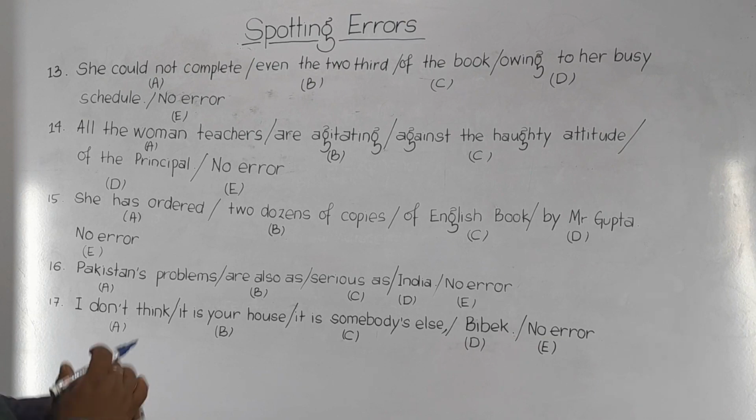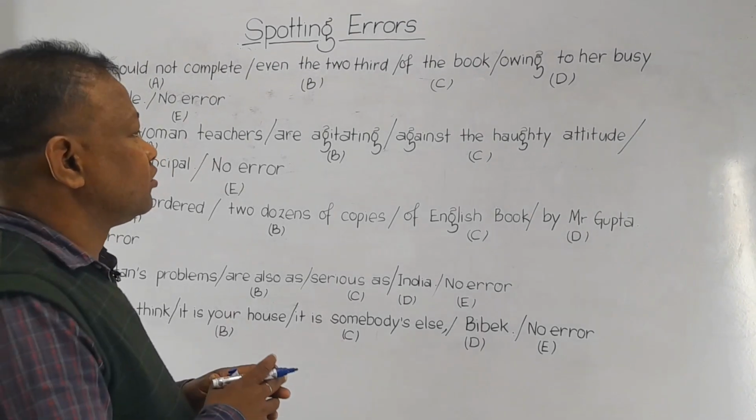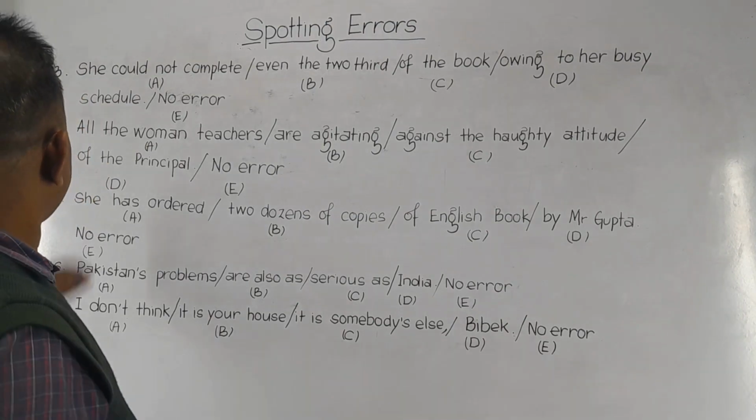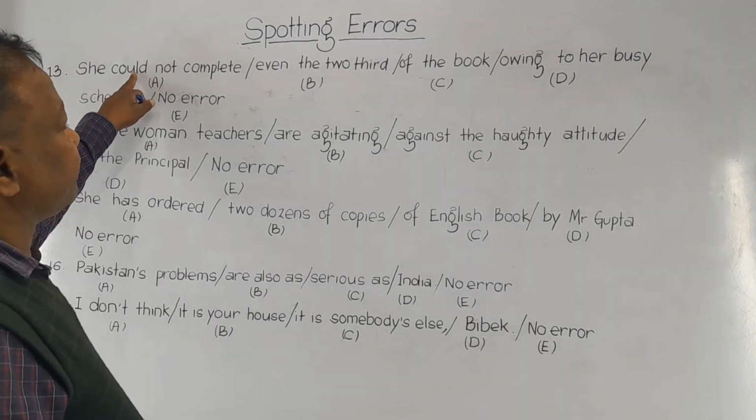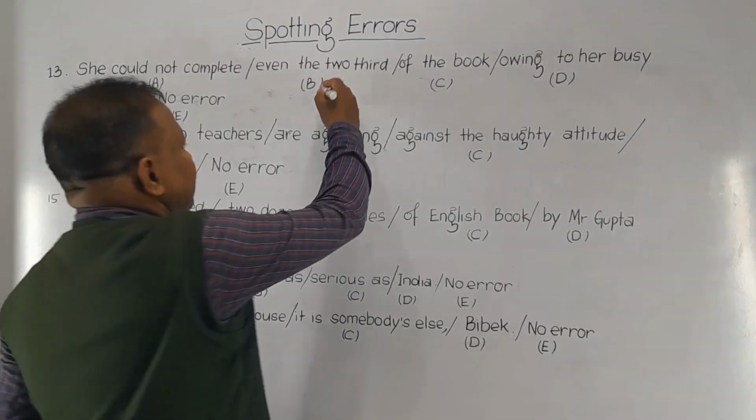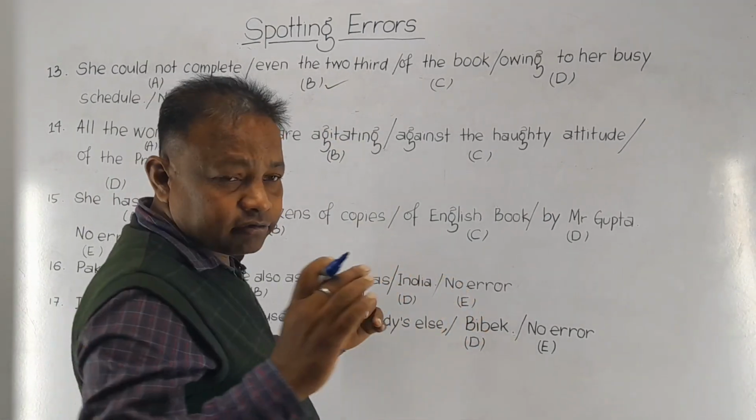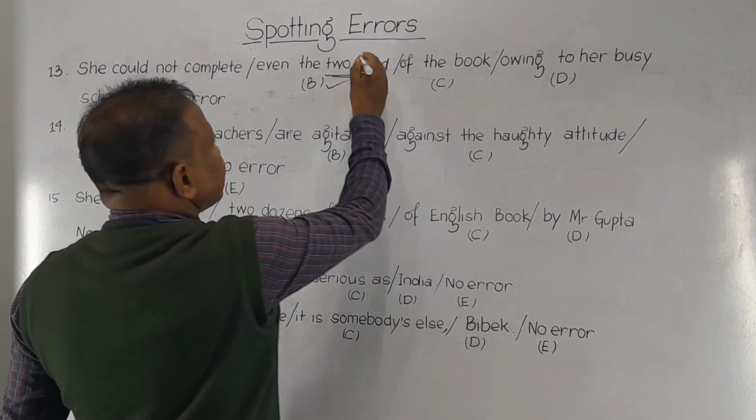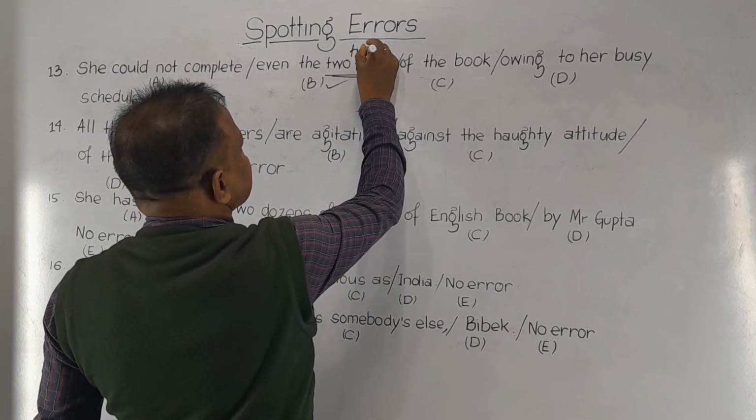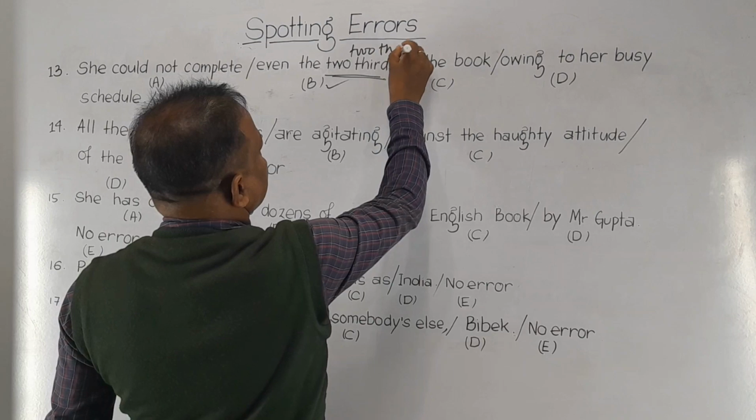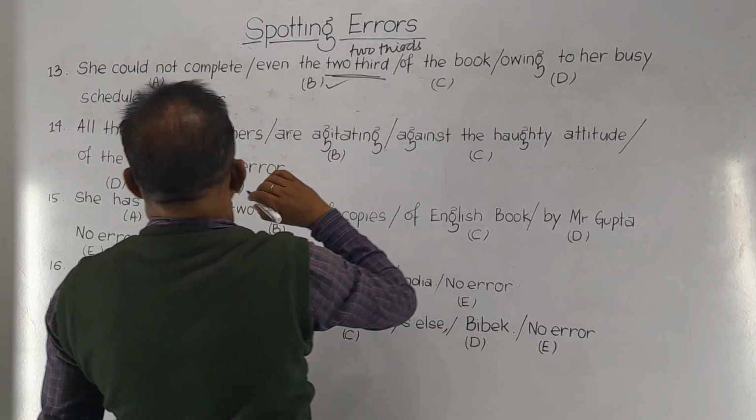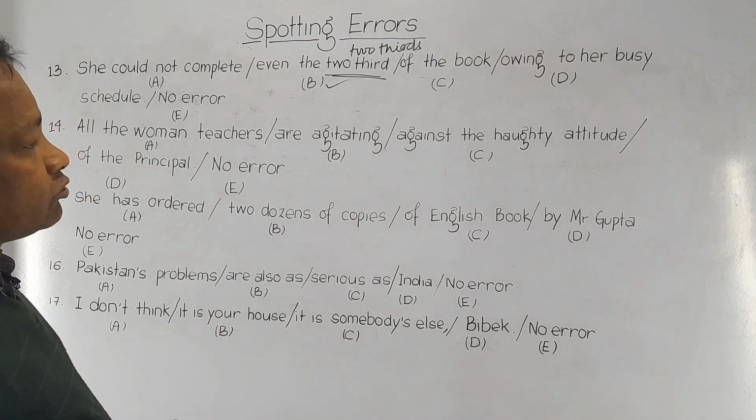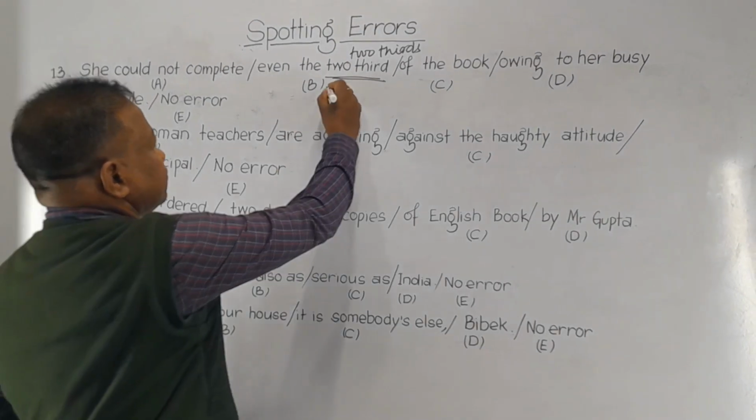Number 13. She could not complete even the 2/3 of the book owing to her busy schedule. Part A, it does not have any error. Yes, error is in part B. Because when you think about the fraction, here you should not write 2/3. The correct answer is 2/3. So she could not complete even the 2/3 of the book owing to her busy schedule.